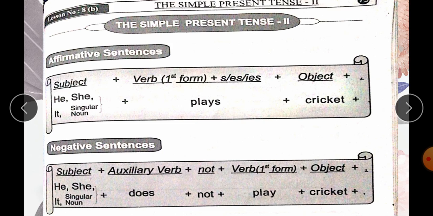The negative sentence structure. Students, we will use auxiliary does plus not after the subject in the structure of negative sentence, just like subject plus auxiliary does plus not plus first form of verb plus object plus full stop. Students, in this structure of negative sentence, we will remove s, es or ies from the verb.